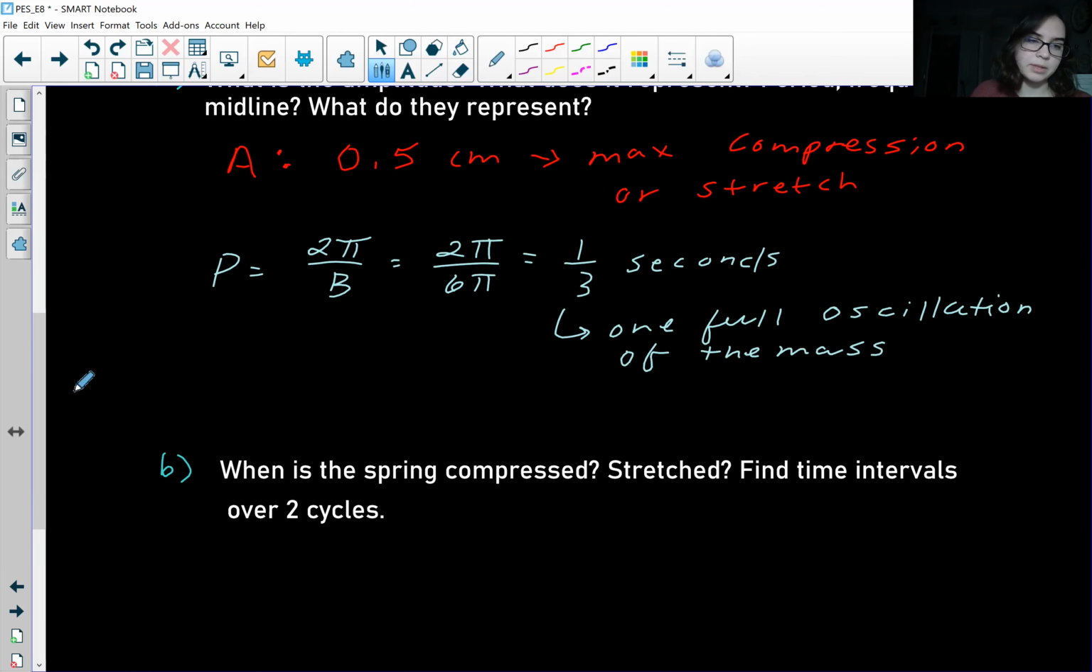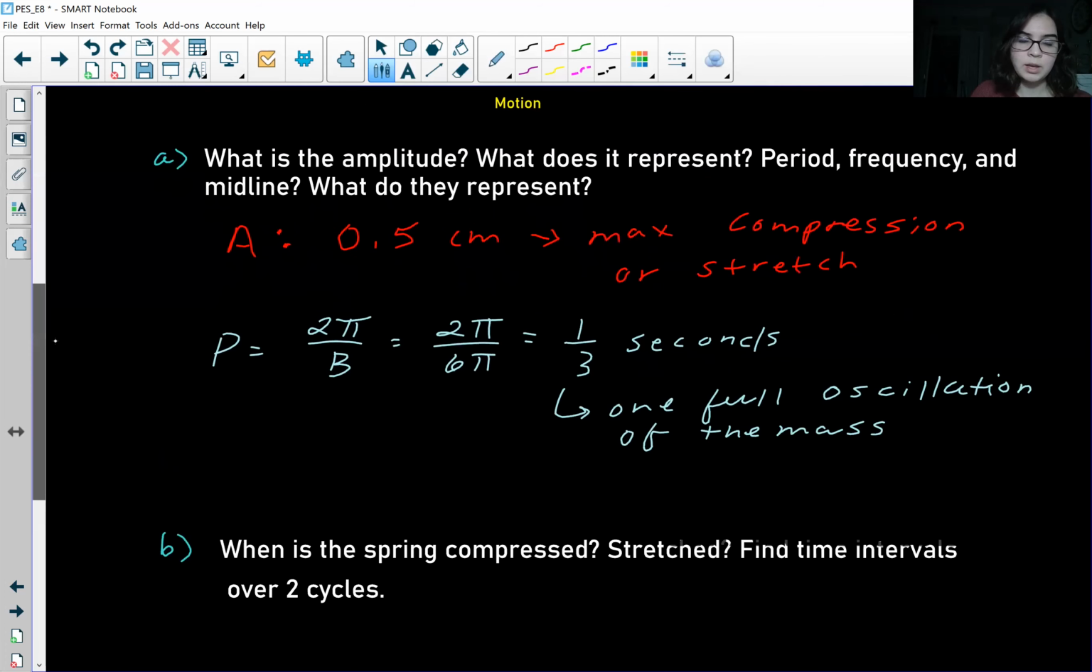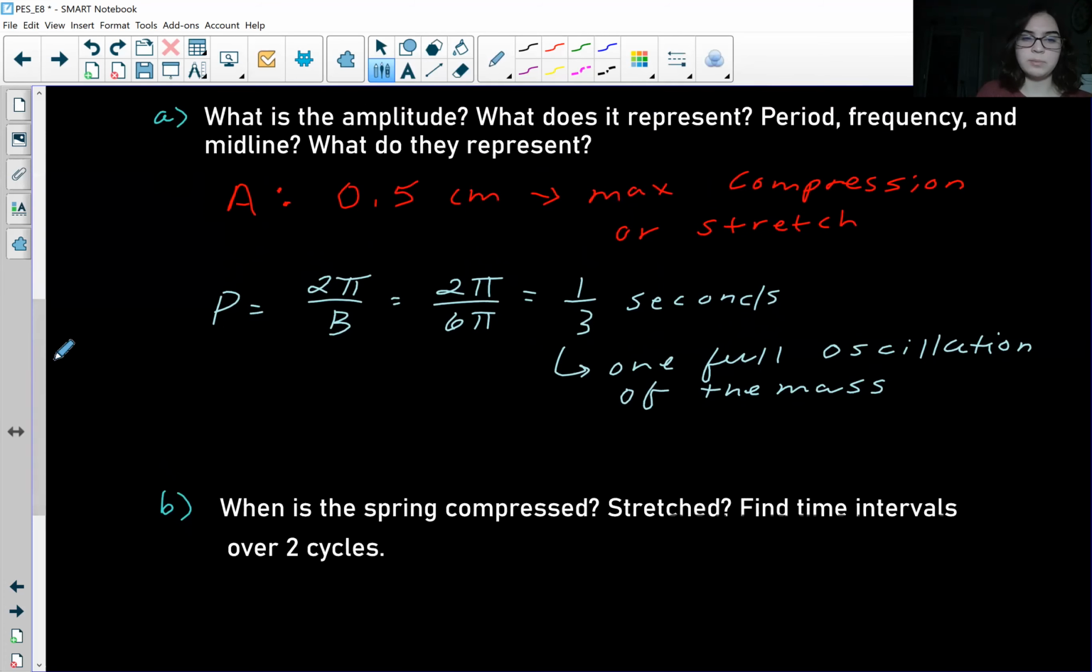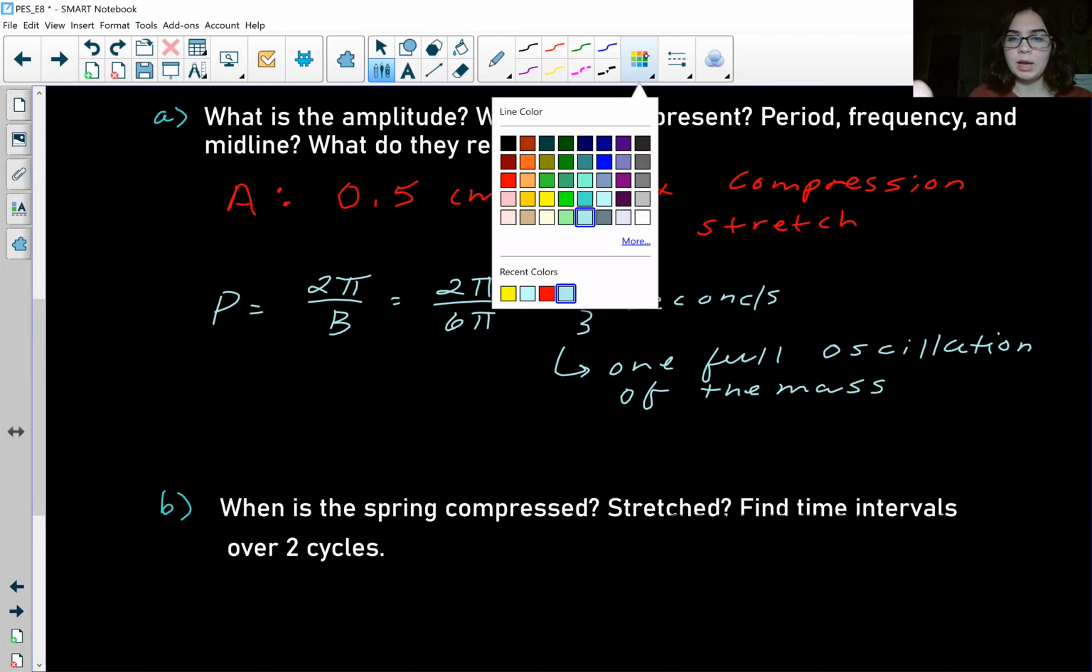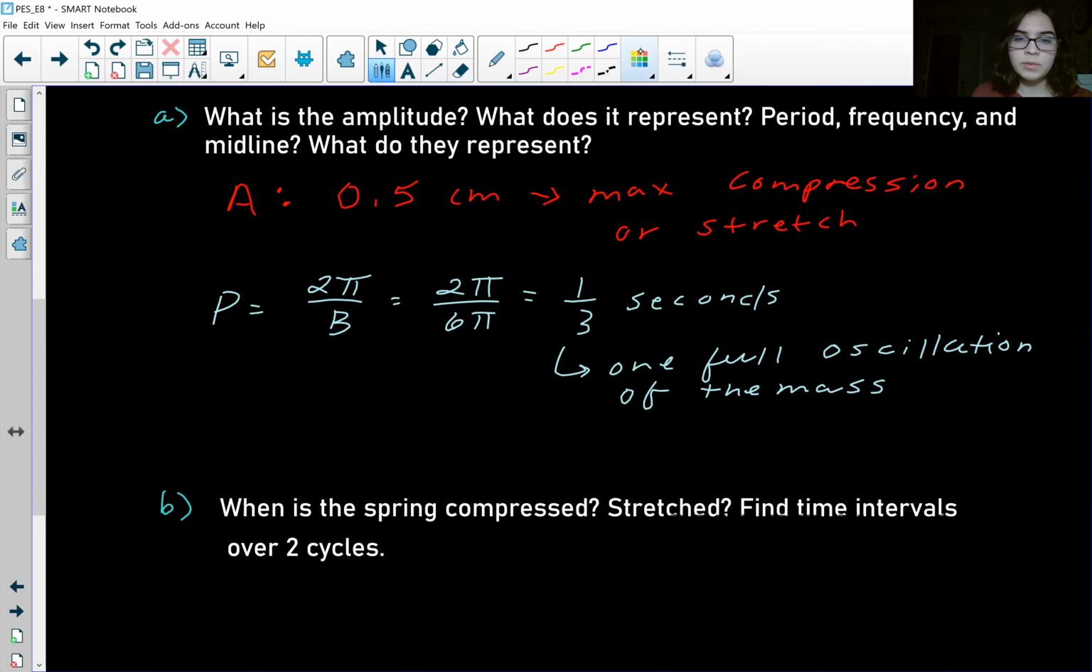All right, so then we have these last few parts here. Frequency is just going to be 1 over period, and we looked at that on the last slide. So we're going to do 1 over 1/3, which is going to equal 3, and that is the frequency.